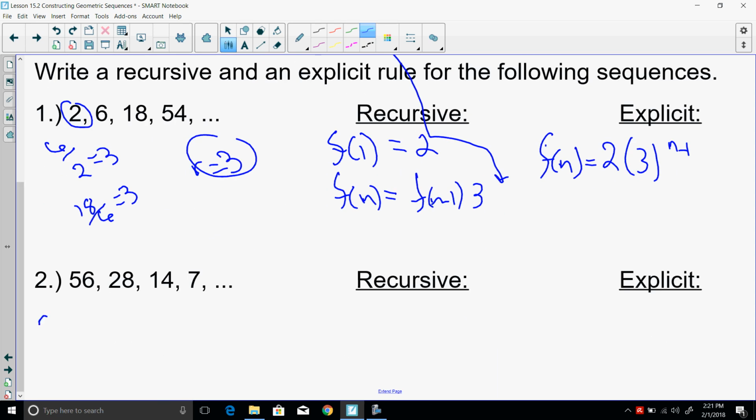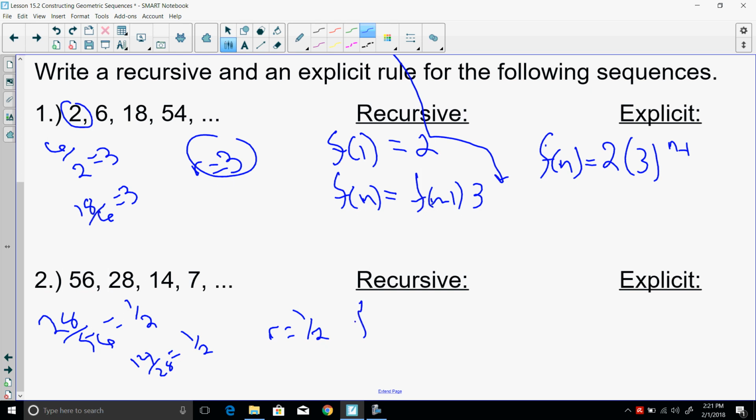All right, same thing with this one. I'm going to take 28 over 56, and I'm going to try to reduce that fraction first, and it turns out that 28 over 56 is 1/2. And then if I take 14 over 28, I also get 1/2, and obviously 7 divided by 14 is 1/2, so my common ratio here is equal to 1/2. Okay, so now I have what I need to write my general recursive and explicit rules.